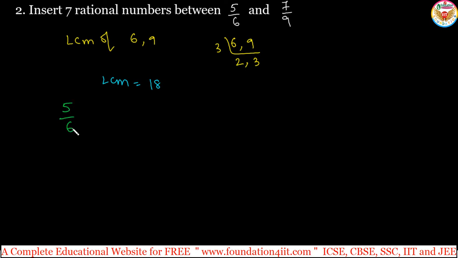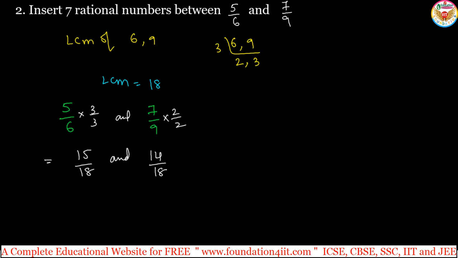The numbers are 5 by 6 and 7 by 9. To make the denominator 18, we multiply 3 by 3 for the first and 2 by 2 for the second. Whatever number you multiply, the same number should divide, so the value does not change. So 5 into 3 is 15 by 18, and 7 into 2 is 14 by 18. We converted the given numbers this way.